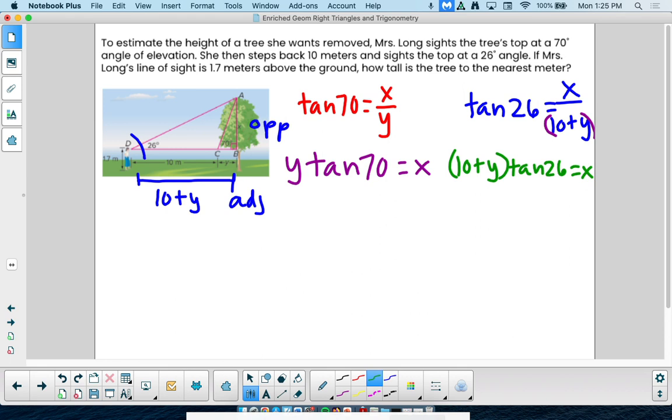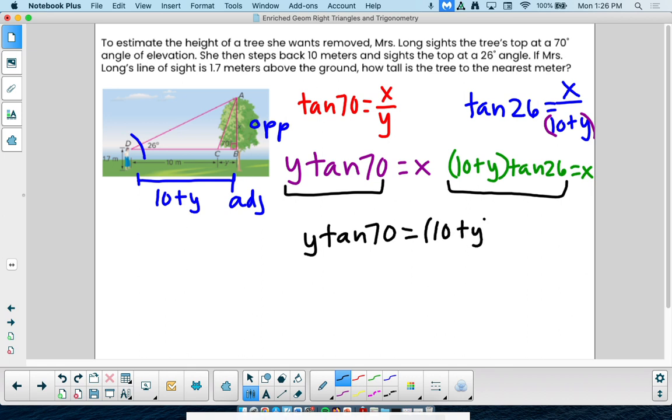So now do you guys see how we have both of our equations equal to X? Since they're both equal to X, we can set this equal to this, because they're both equal to the same thing. Even though they look kind of weird, they're still equal to the exact same thing. So now I'm going to write Y tangent of 70 is equal to parentheses 10 plus Y tangent of 26.